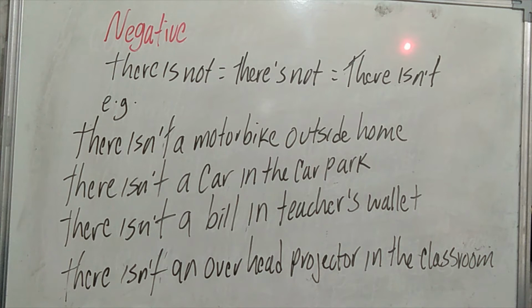For example, when you check a kind of a informal, or no, we want to say formal readings, we want to have this one. Perhaps this, but this is really strange. This one is really informal, right? Okay. For example, let's analyze this one. They say, there isn't a motorbike at home. There isn't a car in the car park. There isn't a bill in teacher's wallet. There isn't an overhead projector in the classroom, right?